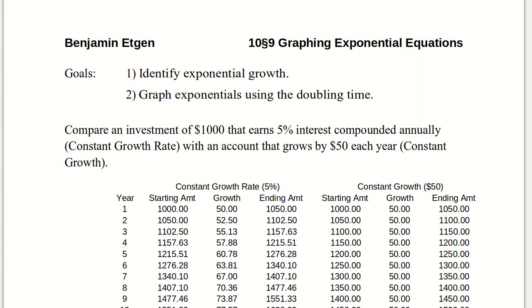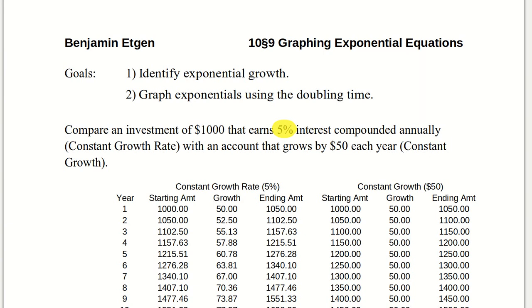We'll do the same thing for logarithms. Now, remind yourself of where exponential growth comes from. Exponential growth comes from a constant growth rate. So when I read this example, compare an investment of $1,000 that earns 5%. Now that 5% is a constant growth rate. And the moment you have a constant growth rate, you've got exponential growth. So the 5% growth rate is going to grow exponentially.